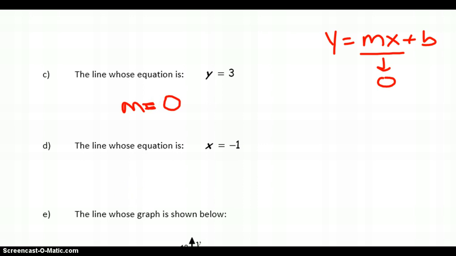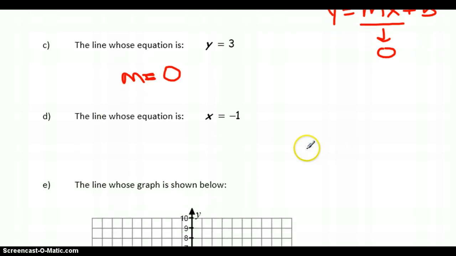Okay? Now for part D, that's different because it's x equals -1. So the equation x equals -1, if I were to solve for y, there's no y to solve for. I can't do that. So the slope right here is undefined. Don't get those two confused, 0 and undefined. They do not have the same meaning.